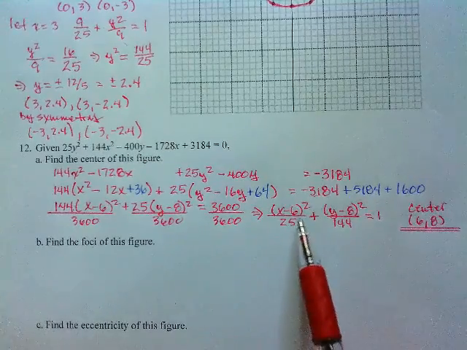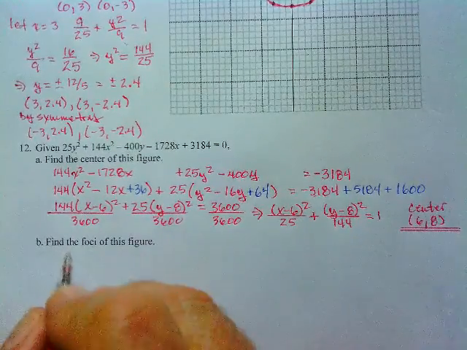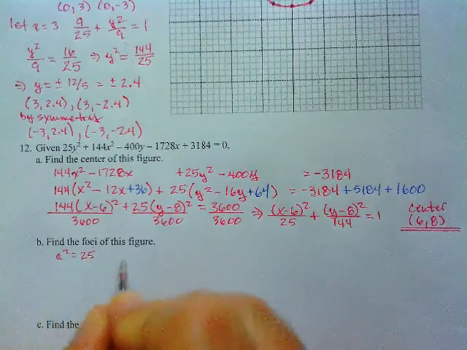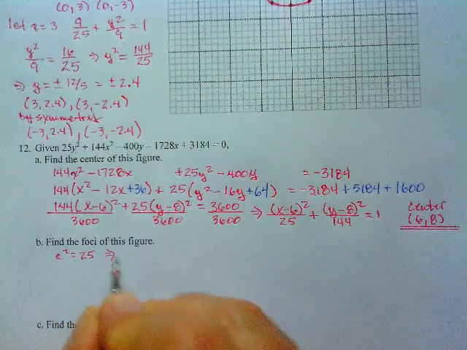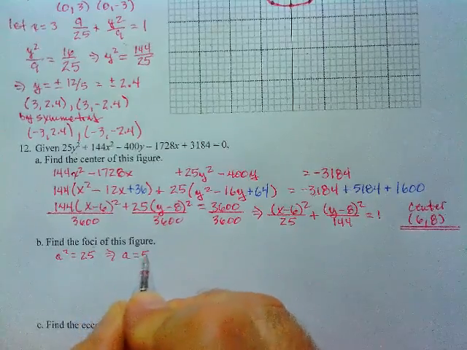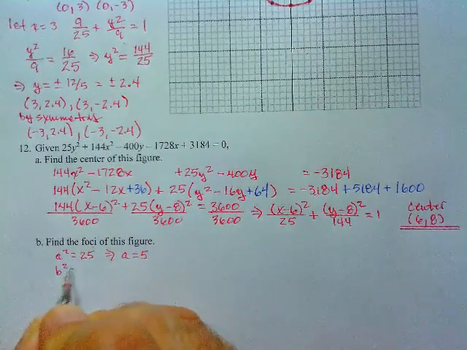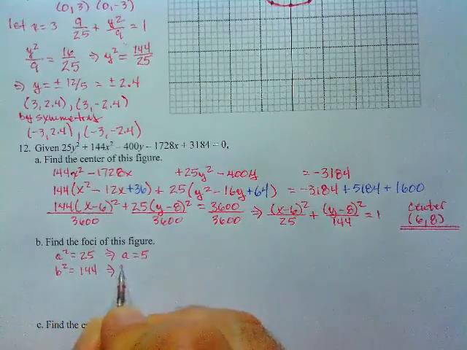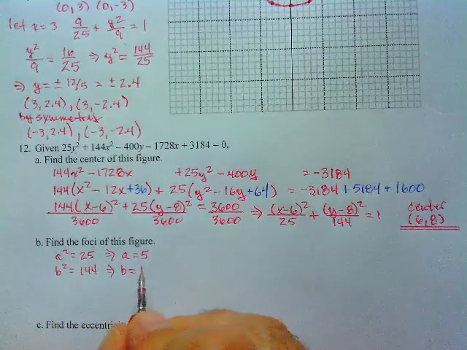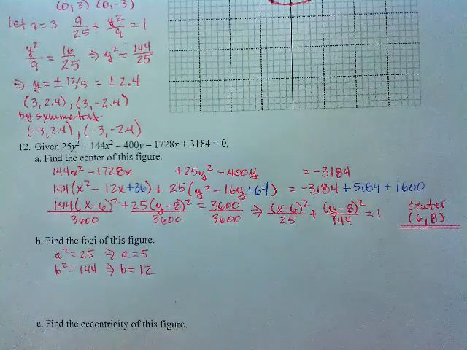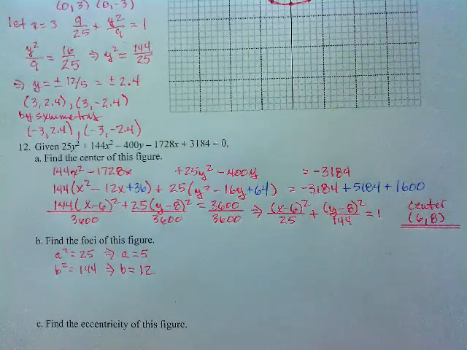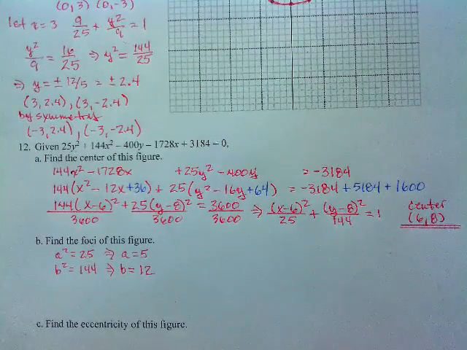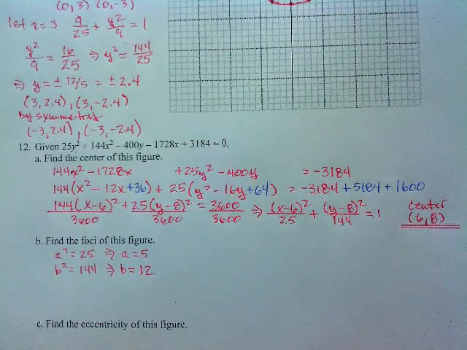Also, now that we have it in the right form, we recognize that a squared is 25, which means then that a is 5, b squared is 144, which means then that b is 12. So this is a vertical ellipse because of the 144, so the major axis will be vertical, up and down.